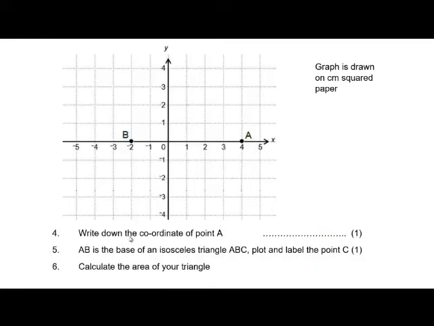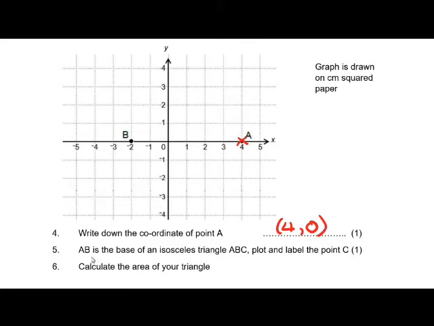Question 4 is asking us to write down the coordinate of point A. So this is point A here. So on our x-axis it's 4 along, on our y-axis it's 0 up or down. Don't forget the brackets and the comma that separates your two values. So brackets 4, 0, close the brackets, gets you the mark.